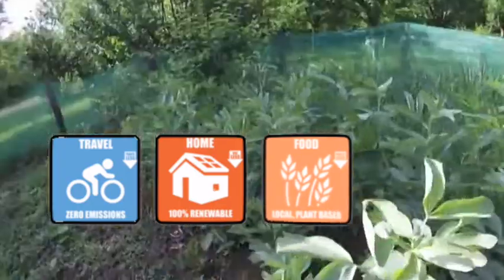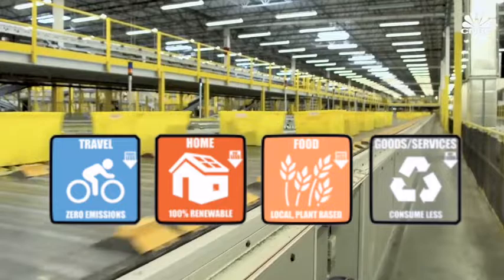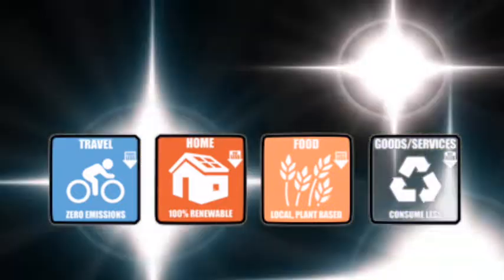Plants obtain energy from the sun, animals obtain energy from plants, and animals at the top of the food chain obtain energy from other animals.